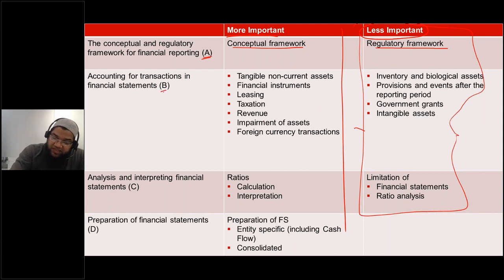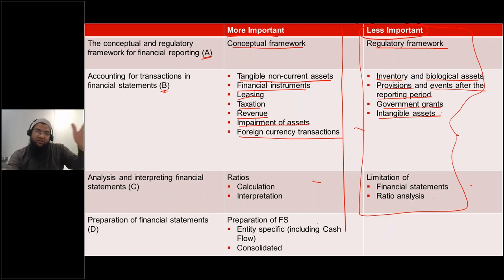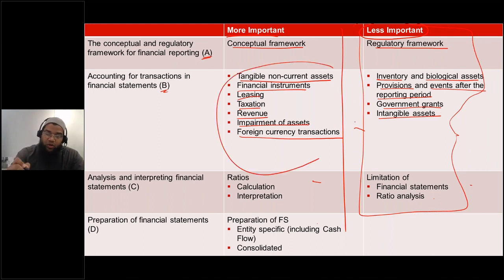In Part B, we have tangible non-current assets, which includes IAS 16, IAS 23, and IAS 40. We have financial instruments, which includes IAS 32 and IFRS 9. This includes leasing, IFRS 16, taxation, IAS 12, revenue, IFRS 15, impairment of assets, IAS 36, foreign currency transactions, which is IAS 21. Apart from this, we have inventory IAS 2, we have biological assets IAS 41, we have provisions IAS 37, we have events after the reporting period IAS 10, we have government grants IAS 20, we have intangible assets IAS 38. These are comparatively less important areas, and these are comparatively more important areas.